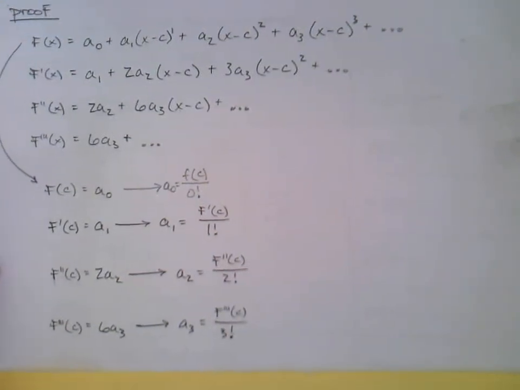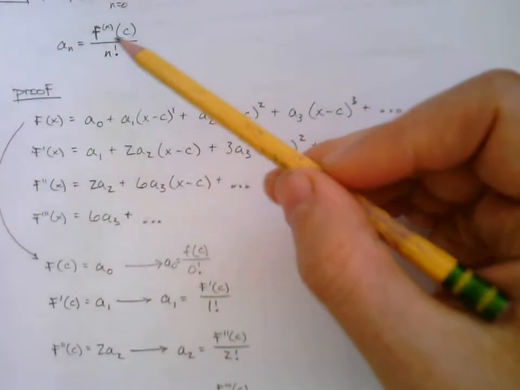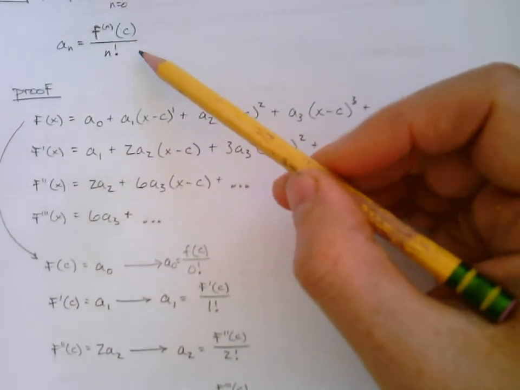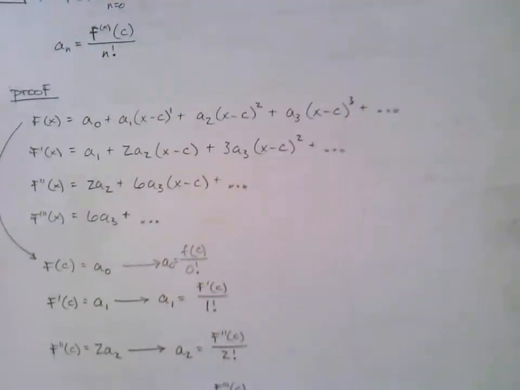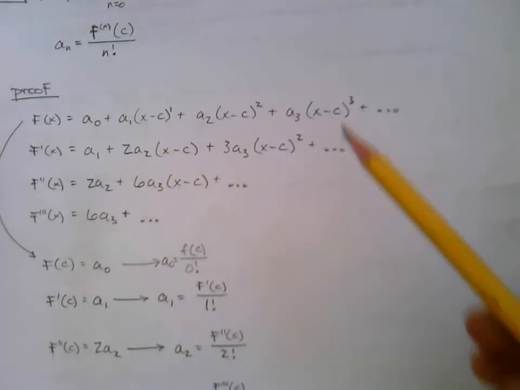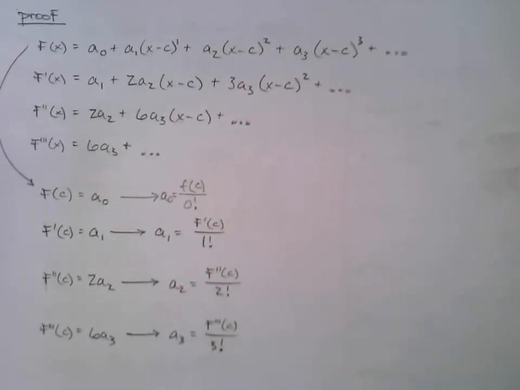And we've done it. The nth coefficient is the nth derivative evaluated at c over n factorial. And we can see that pattern would continue with more derivatives.